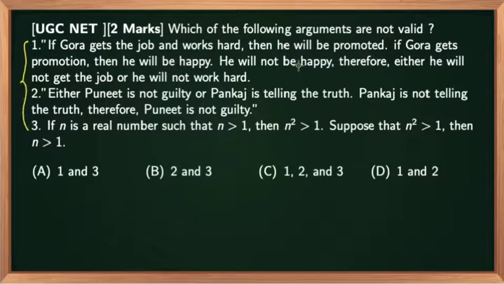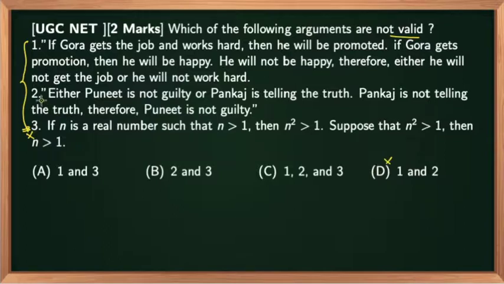So we have three arguments here, and we need to find out which of the following arguments are not valid. So it's very easy to see that the third choice is wrong, because it says that if n greater than 1, then n square is greater than 1. Now suppose n square is greater than 1, then can we say that n is greater than 1? That is not possible, right? So for example, if you have n equal to minus 2, your n square will be greater than 1, but n will not be greater than 1, right? So choice 3 is not valid, so option D should be wrong.